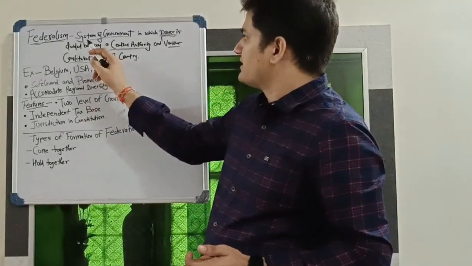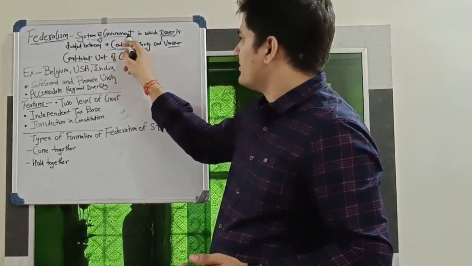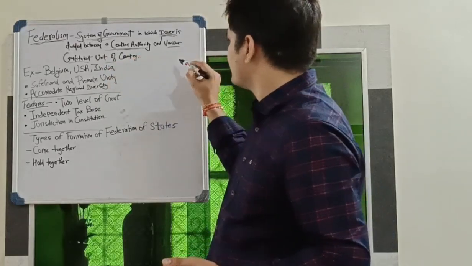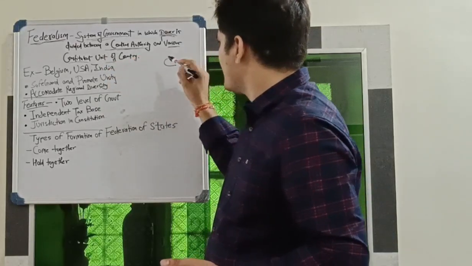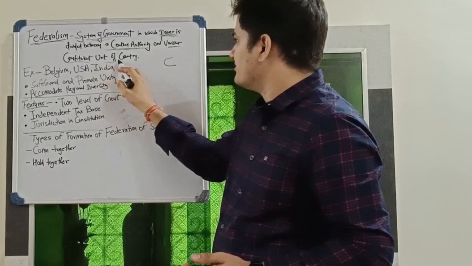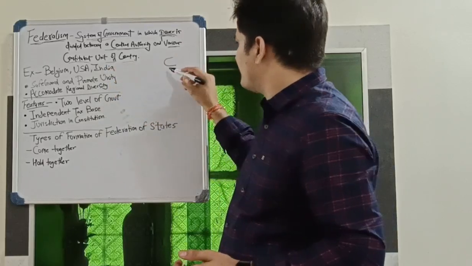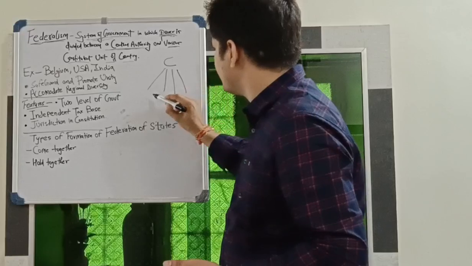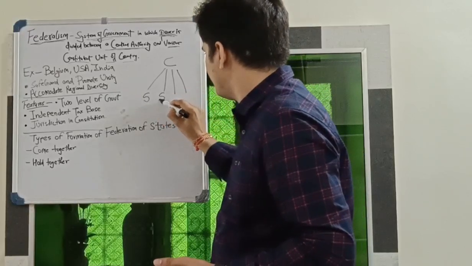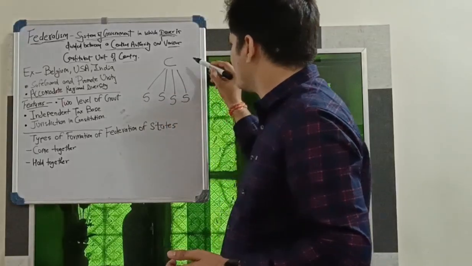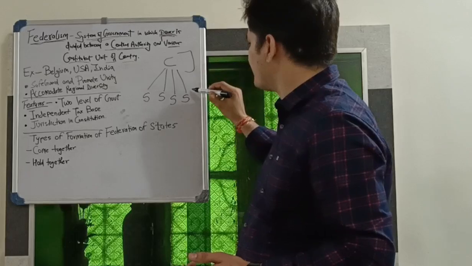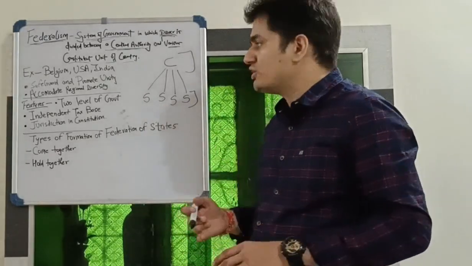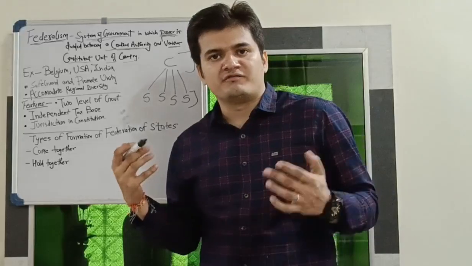So federalism basically is the system of government in which the power is divided between the central authority, that means we have the central government and various constituent units of the country, like we have states. So we have the central government and the power is divided between various constituent states. So this political system is known as federalism.